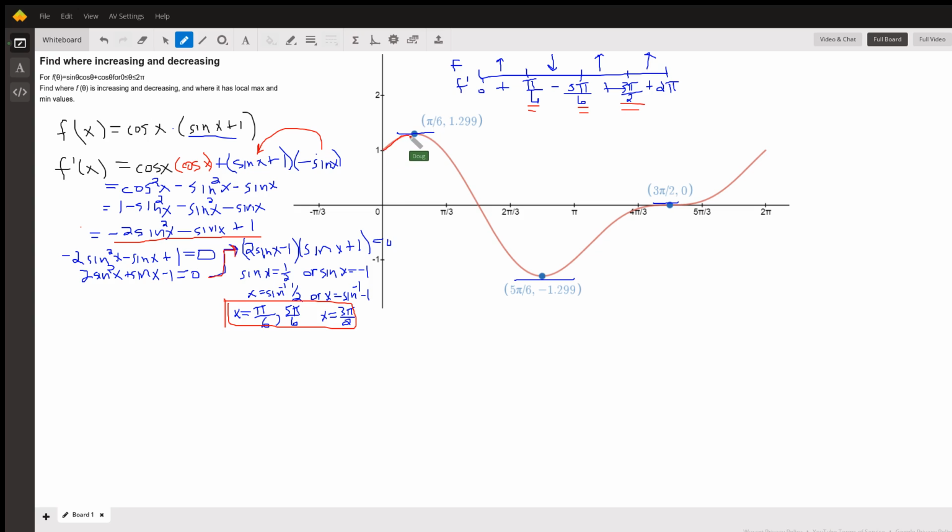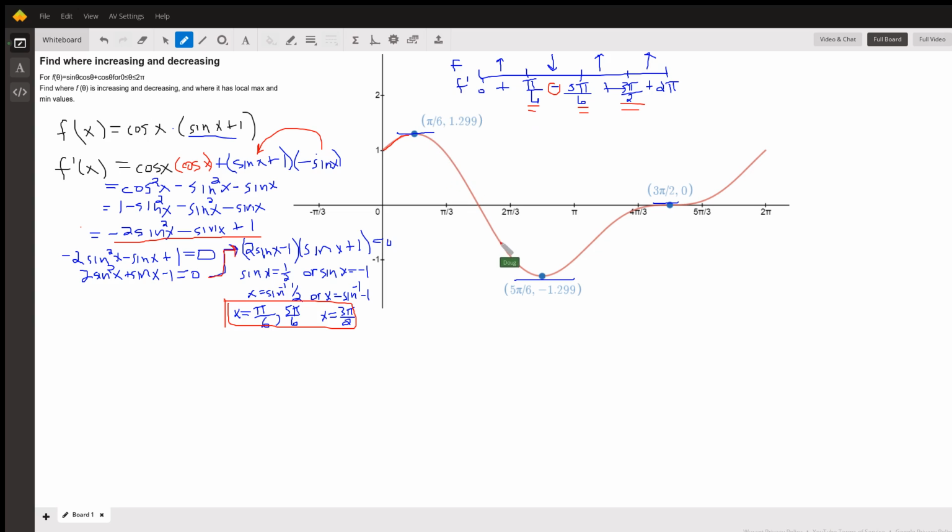So the function is increasing on the interval from 0 to pi over 6. There it is, increasing. Then from pi over 6 to 5 pi over 6, what number could we use? Well, we could use pi over 2 and put it into the first derivative. Sine of pi over 2 is 1, so we get -2 minus 1 is -3, negative. So the function is decreasing on the interval from pi over 6 to 5 pi over 6.